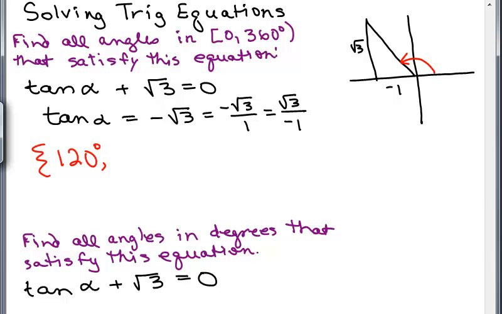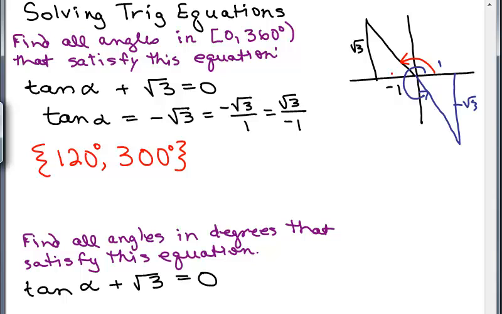Now what about over in quadrant 4? Down here, positive 1, that's negative square root of 3. So we're looking at this angle. We're not writing it as a negative angle. We're finding solutions in the interval 0 to 360 degrees. And so that's basically 360 minus 60, that would be 300 degrees. So those are the only two places where the tangent of alpha equals negative square root of 3.